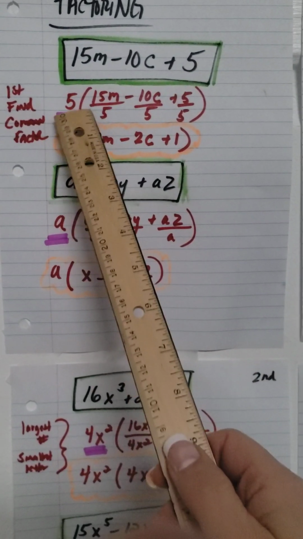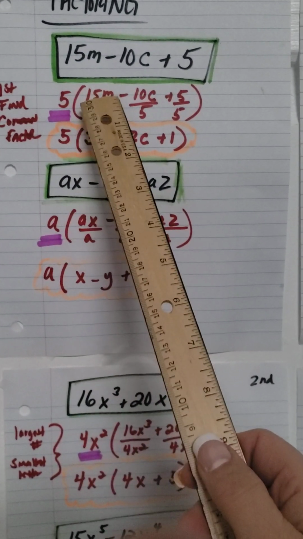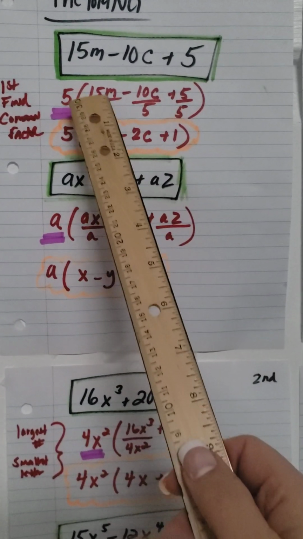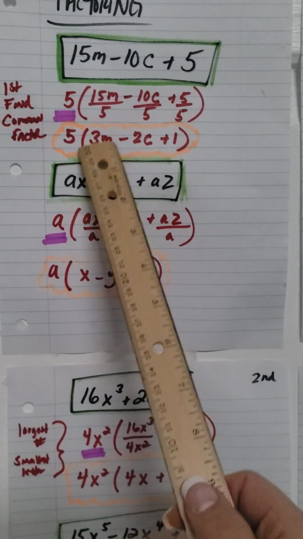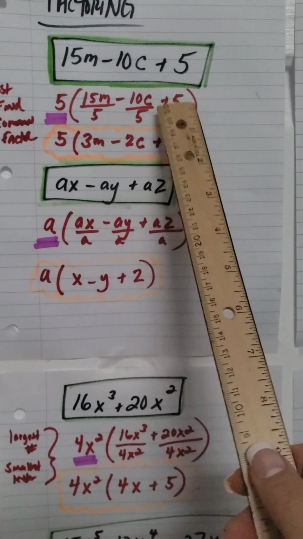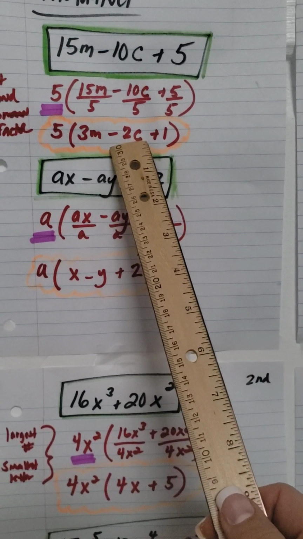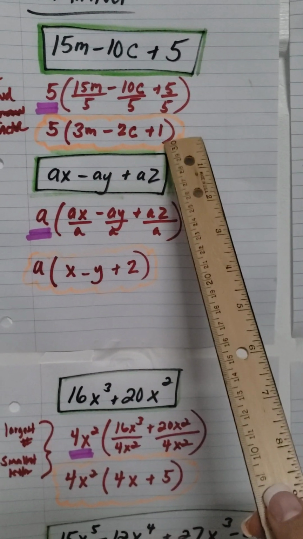So that's what I'm going to do. I'm going to pull out that 5, and then I'm going to divide each term by that 5. So what's left over? If I do 15m divided by 5, I get 3m. If I do negative 10c divided by 5, I get negative 2c. And if I do 5 divided by 5, I get a 1.